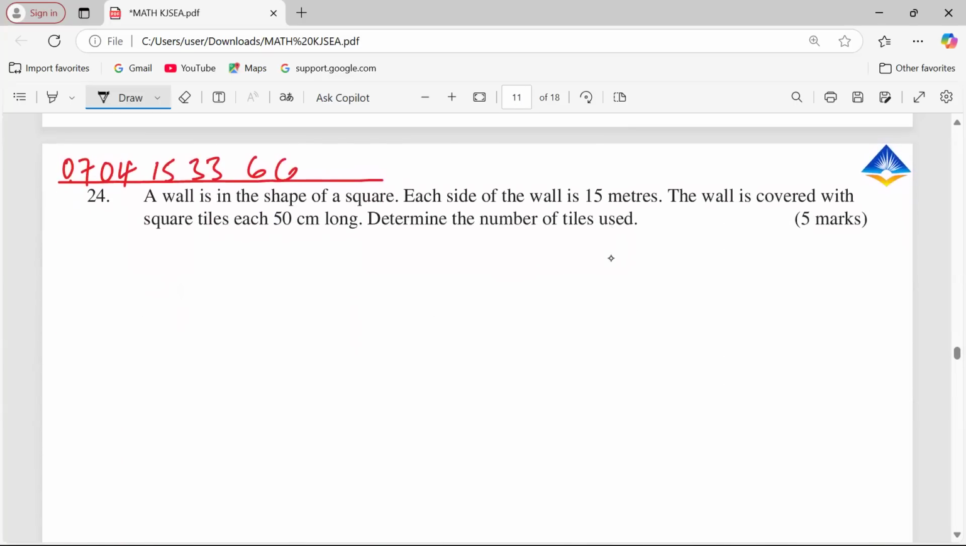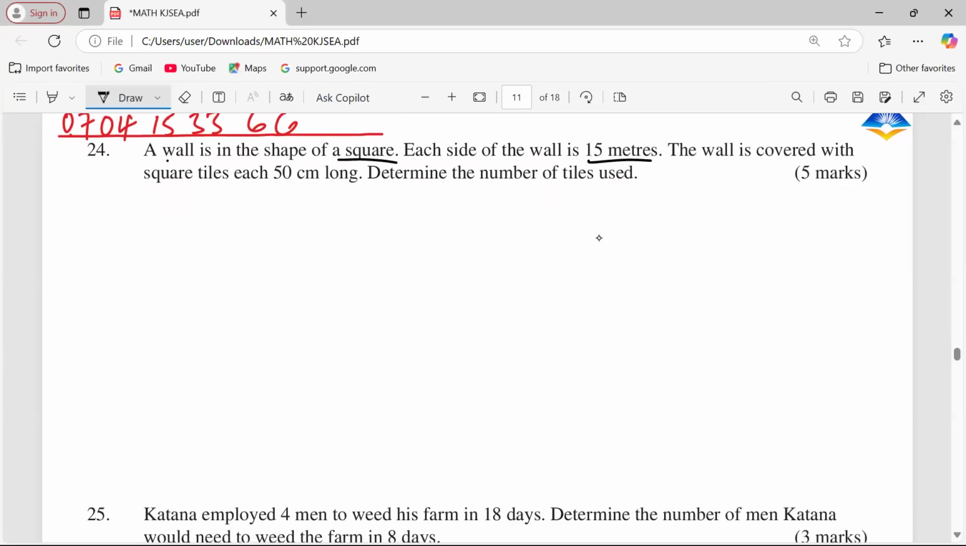Number 24. A wall is in the shape of a square. Each side of the wall is 15 meters. The wall is covered with square tiles, each 50 centimeters long. Determine the number of tiles used.